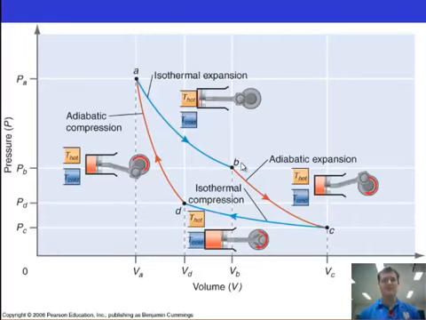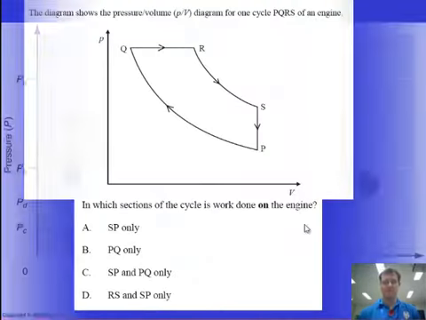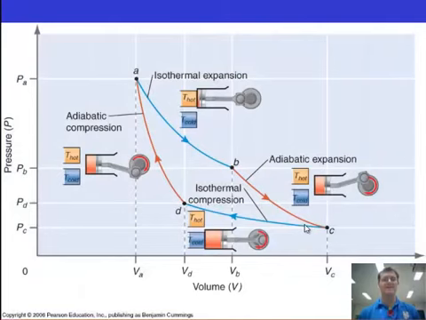And then we have what's known as adiabatic expansion. So there's that expansion. And then we have an isothermal compression. And then we have a further adiabatic compression. Now this process, as we can see, is cyclical.